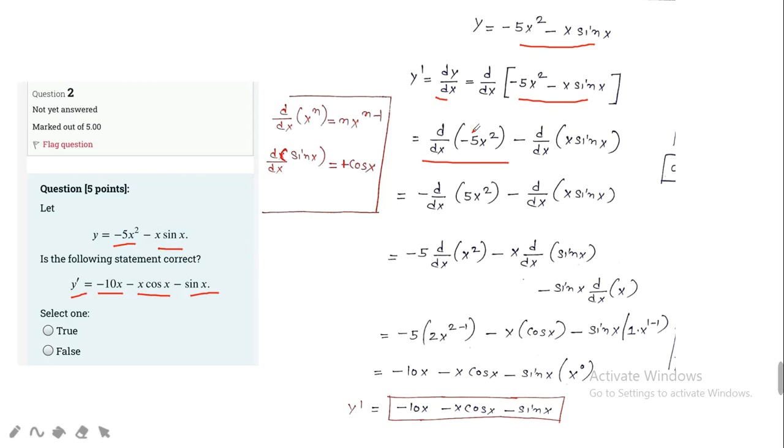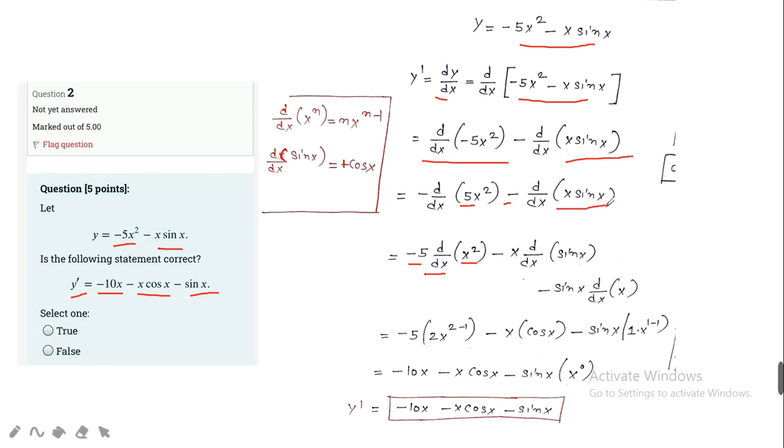So here minus 5 is a constant. We know from the properties of differentiation that if there is a constant term, it can be taken out of the differentiation. So minus 5 will come out of this, and the remaining portion is x square, and we will differentiate it with respect to x. Now coming to the second function, that is minus x sin x. So the minus sign we have taken out. Here it will be the minus sign, and inside what will be there?